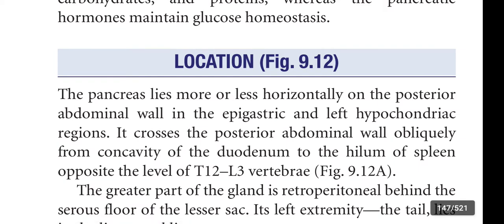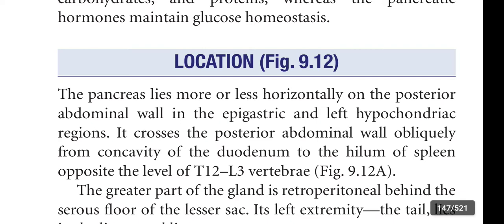Next, location of the pancreas. The pancreas lies more or less horizontally on the posterior abdominal wall in the epigastric and left hypochondriac regions.